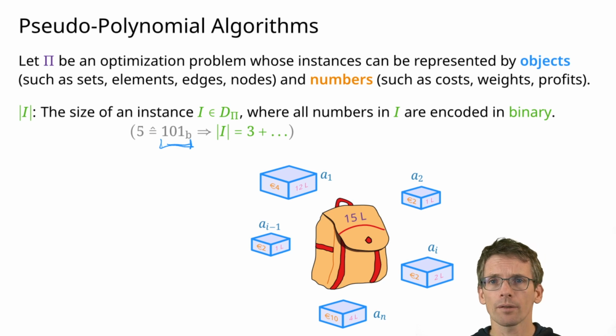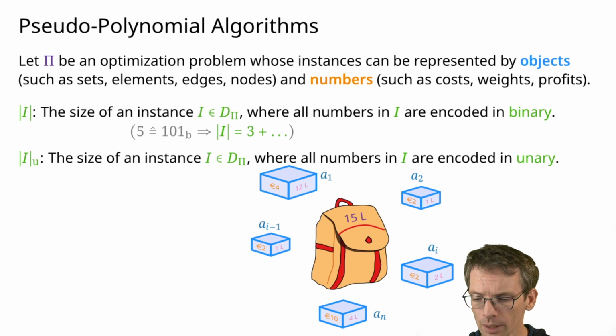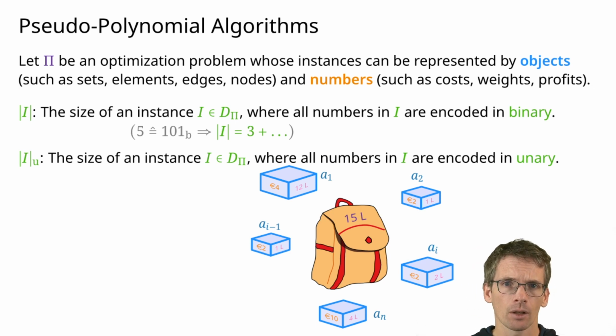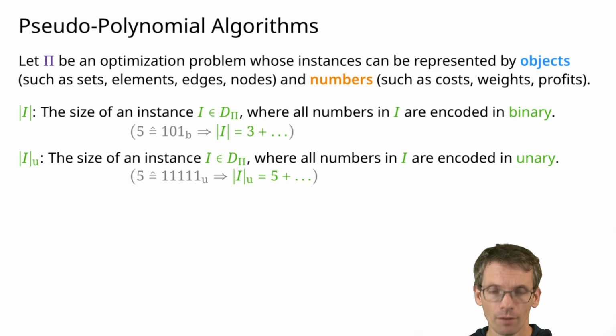So contrast this to the unary size, or size of the input when we encode in unary. So there we encode numbers in unary. What that means is essentially that a 5 consists of 1, 1, 1, 1, 1. So essentially a number contributes simply itself to the input size.